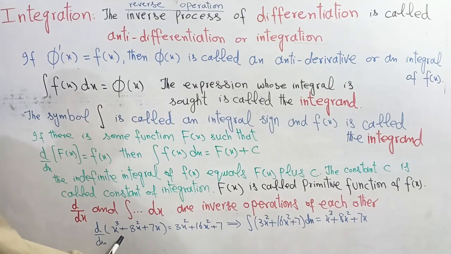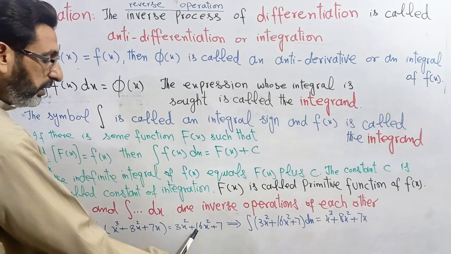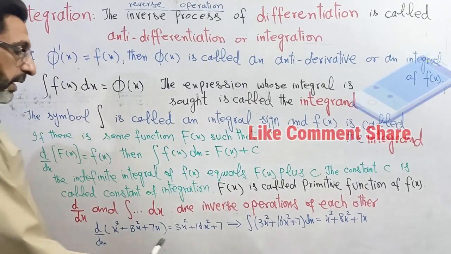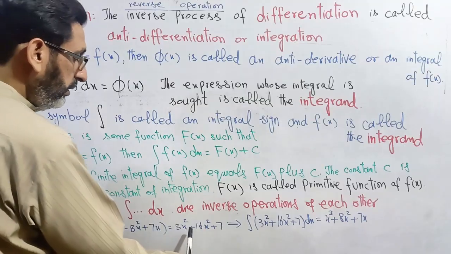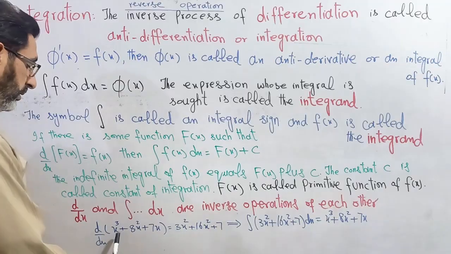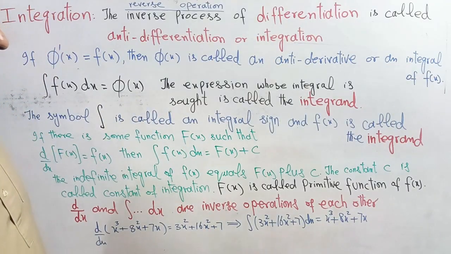Suppose this is an expression and we want to differentiate it. When we take its derivative, we use the power rule and we get 3x square plus 16x square plus 7. And its inverse operation, when we apply the integral operation, the integral of this expression will be this expression. This is the brief recapitulation of integration.